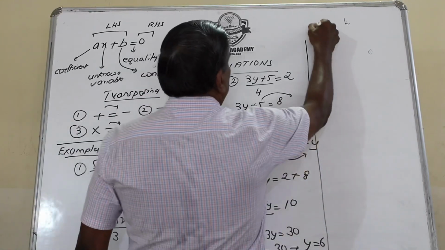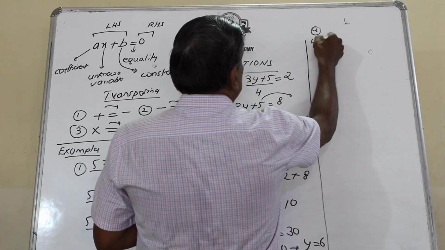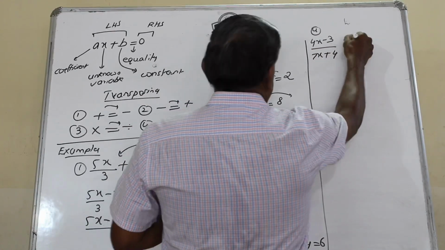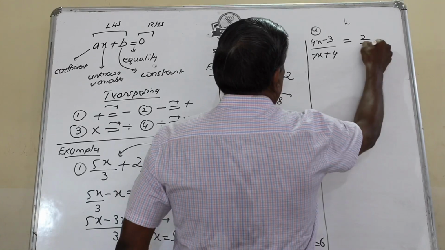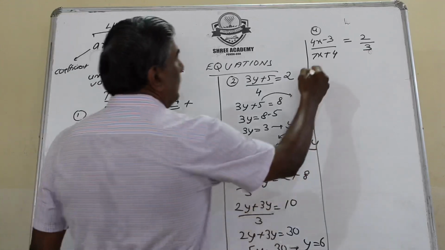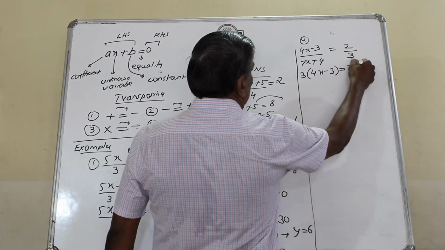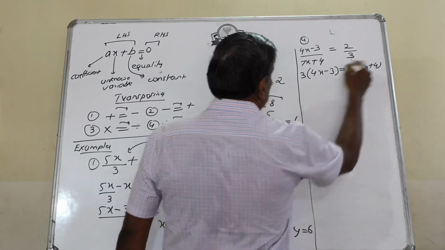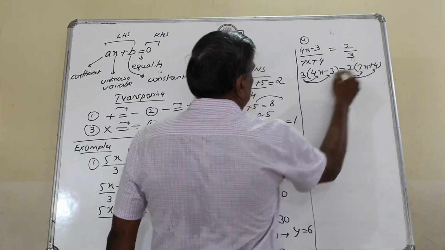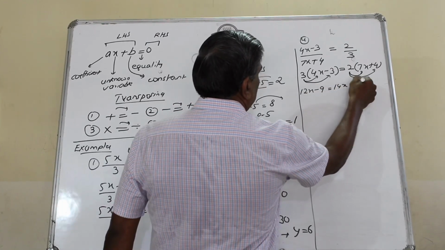So one more example we will take, that is (4x - 3)/(7x + 4) = 2/3. Now whenever you are having such situations, you first cross multiply, meaning this 3 will be multiplied with 4x - 3, whereas 2 will be multiplied with 7x + 4. So we multiply this to this, this to this. So this becomes 12x - 9 = 14x + 8.